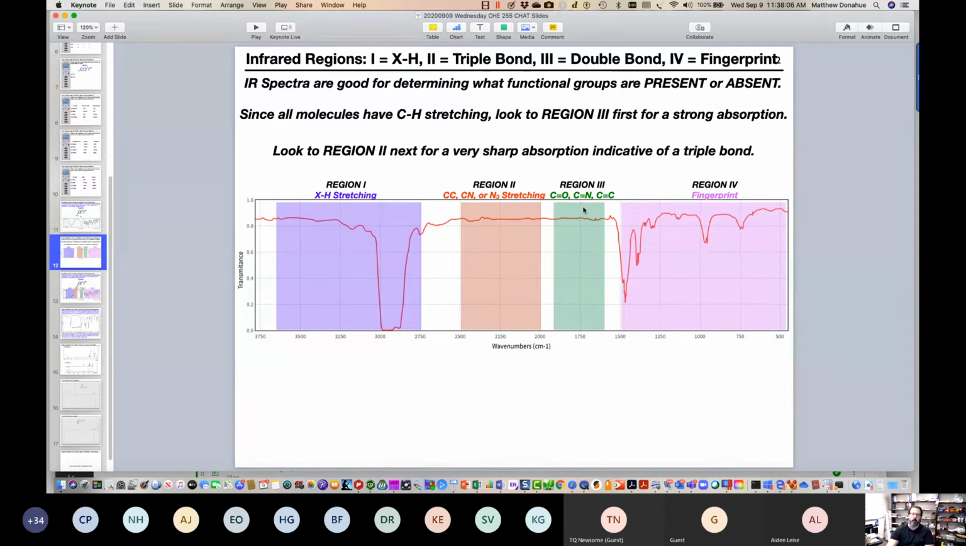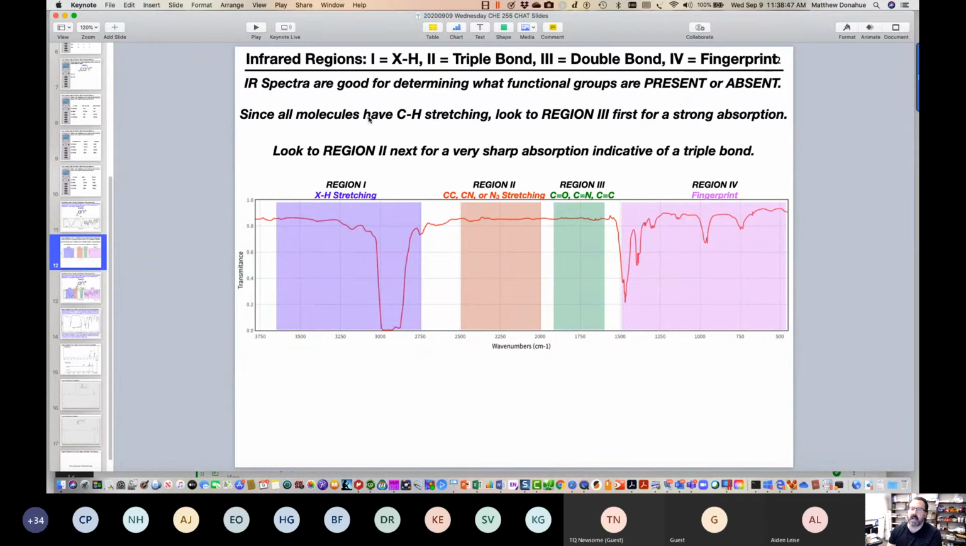Region 3 is your double bond region: carbonyl, the CN pi bond, that's called an imine, and then your CC pi bond, your alkenes. Those occur from about 1,600 to 1,800. And then this region 4, which is called the fingerprint region, gets way too complicated to interpret. So for the most part, for this class, we just ignore it. If you go on to become a professional chemist and you study IR, you can get into that. But really, we're concerned with regions 1, 2, and 3.